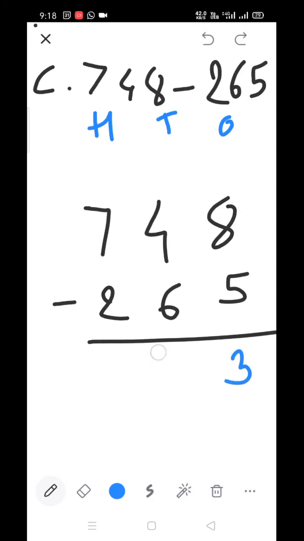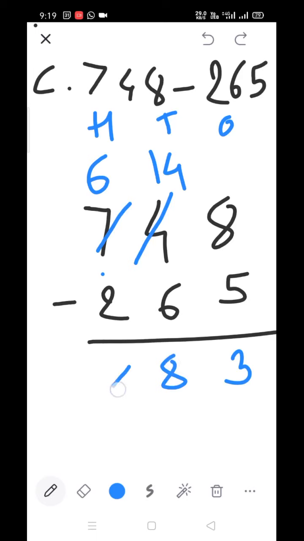Now 4 minus 6. 4 is smaller than 6, so we have to take a borrow from the previous one, 7. Write 4 as it is, take a one borrow from the 7, and here write down the 6. 14 minus 6 is 8. 6 minus 2 is 4. Answer is 483.